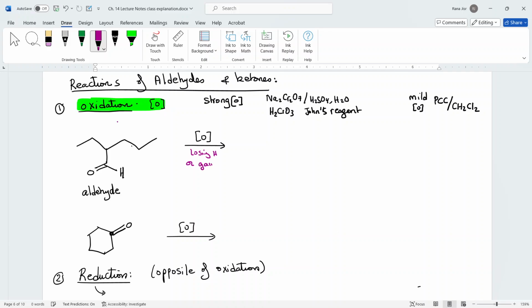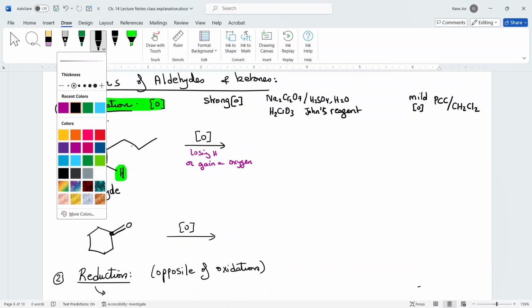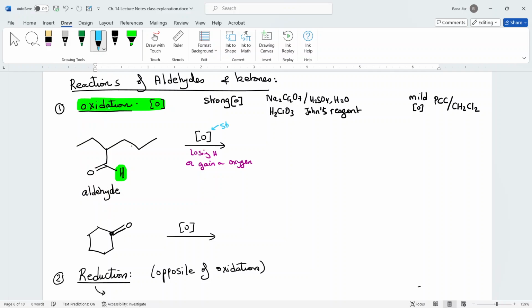The oxidation definition, as we mentioned, is either losing a hydrogen or gaining an oxygen. Here we are actually losing a hydrogen and gaining an OH. So when you have an aldehyde that is being oxidized, put this as a note: it doesn't matter the strength of the oxidizing agent, strong or mild, your product is going to be the same. The hydrogen of the aldehyde will change into an OH. We're still going to keep the same carbon chain.